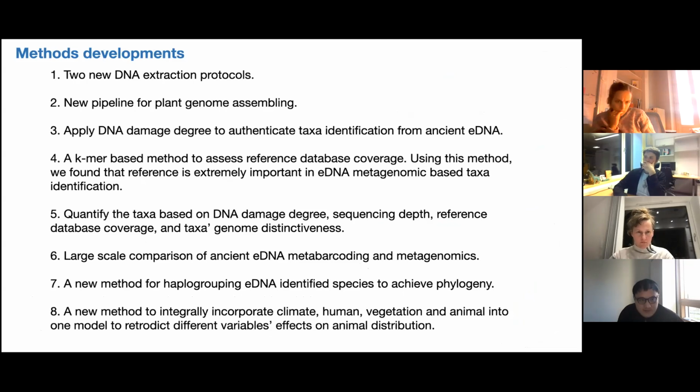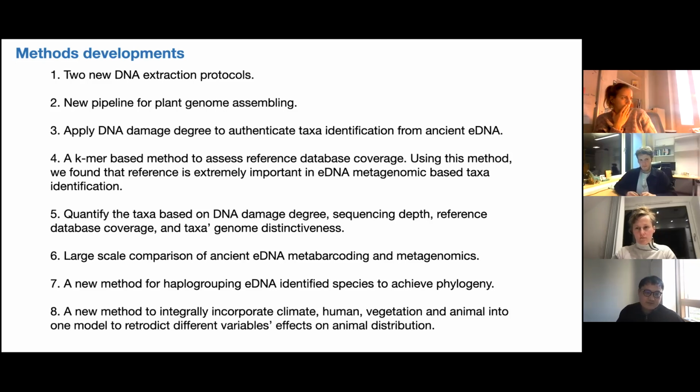And along with this analysis, we also developed many new methods for eDNA metagenomics, which include two new eDNA extraction protocols and a new pipeline for assembling plant genomes. We also applied the DNA damage degree to authenticate taxa identification from ancient eDNA. And we developed a k-mer-based method to evaluate the reference database availability. Using this method, we found that the reference is extremely important in eDNA metagenomics-based taxa identification.